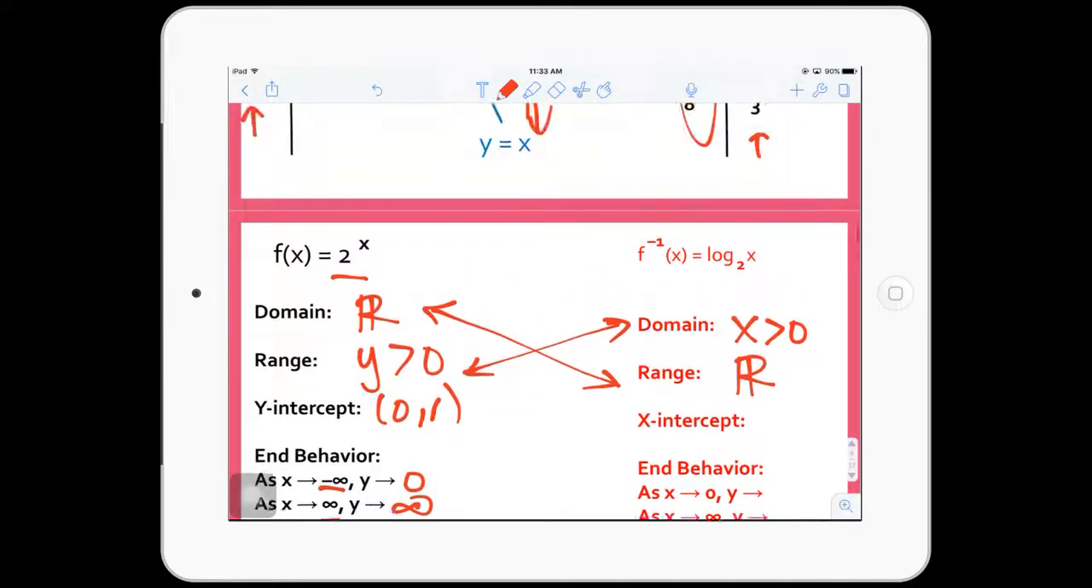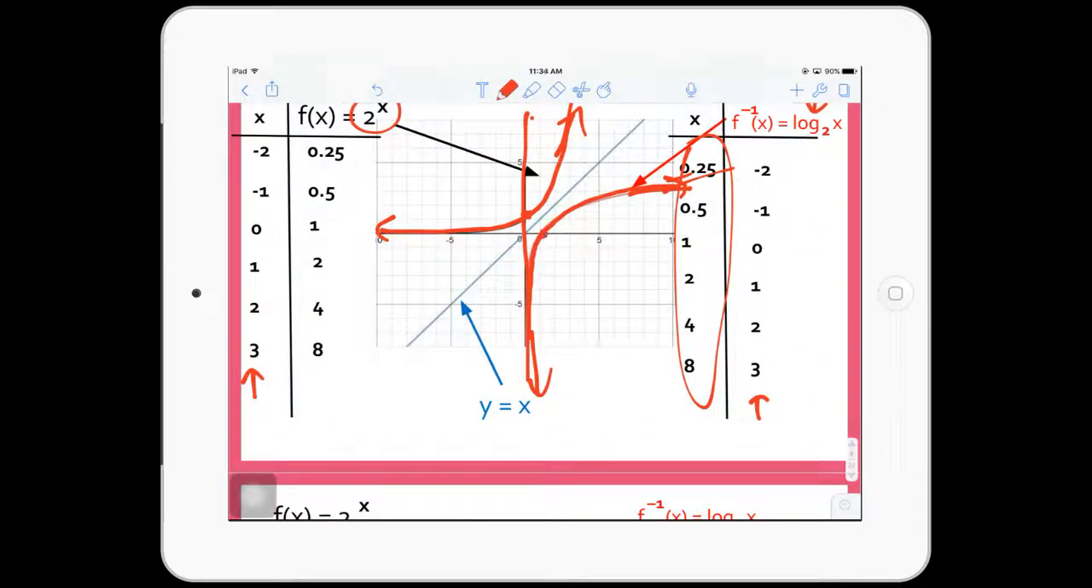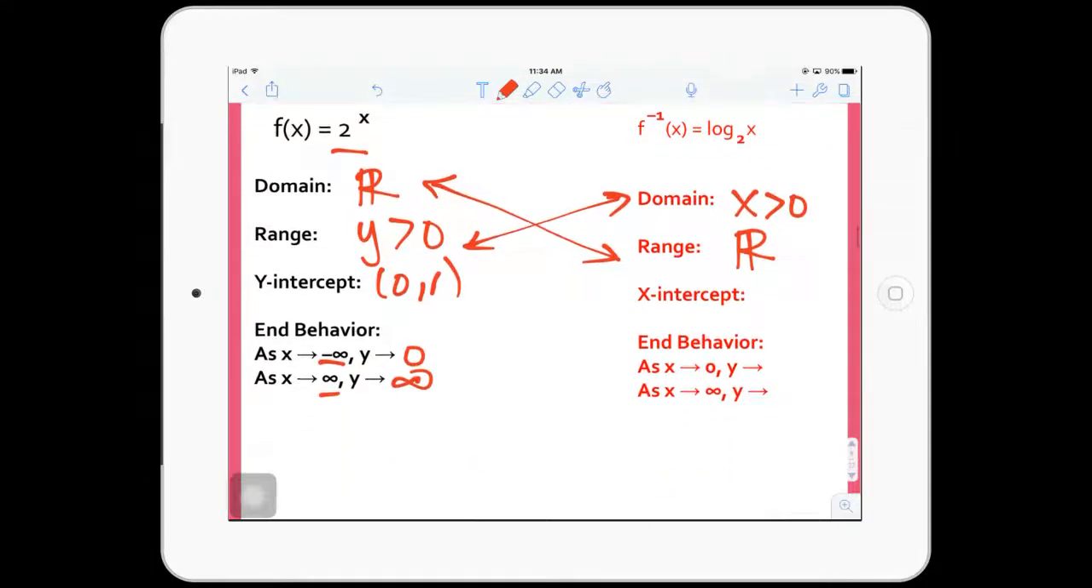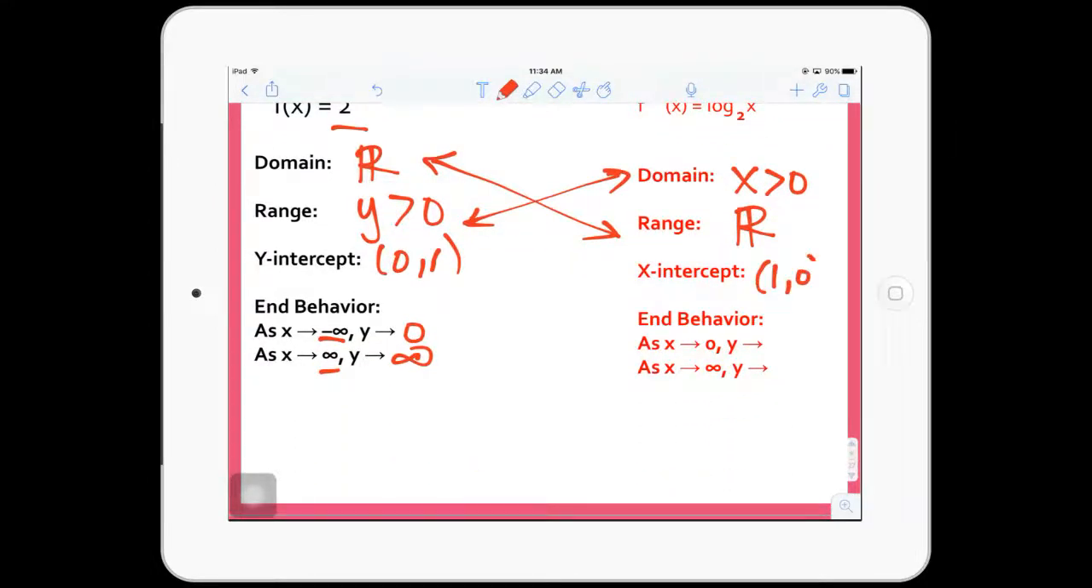Now we have x-intercept instead of y-intercept. So notice that the x-intercept here is (1, 0). Because the logarithm of 1 is equal to 0, like the exponential, anything to the 0 power is 1. So here, with the logarithm, the logarithm of 1 is equal to 0. So we have (1, 0) as the x-intercept.